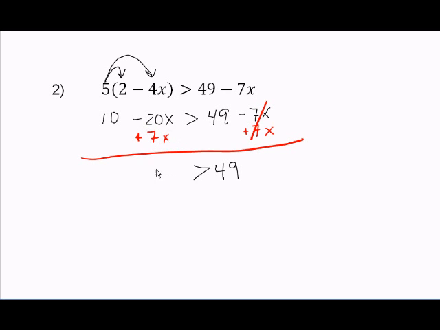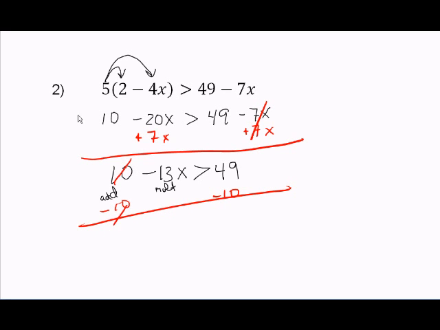Negative 20x plus 7x is a negative 13x. And we still have a 10 sitting over here. Now I have a negative 13 multiplying with the x. And the 10, it's a plus 10, so it's kind of like adding with the x. If you look at the steps, you do the add and subtracts before the multiply and divide. Step 5 before step 6. It's a plus 10. You're going to minus 10, do the opposite to both sides. 10 minus 10 is 0. You're left with a negative 13x is greater than 49 minus 10, which is a positive 39.